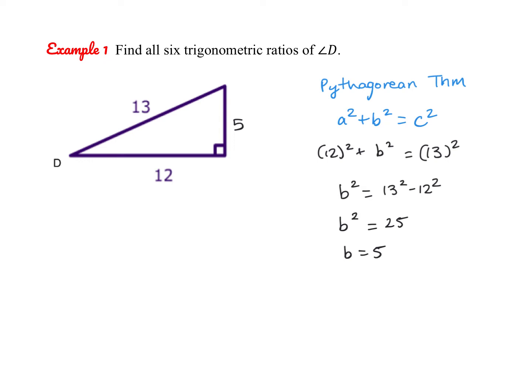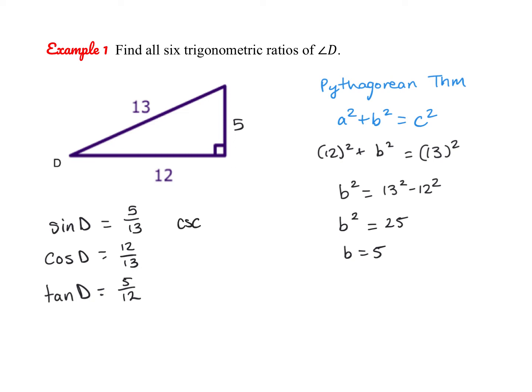All right, so now that we know all of the side lengths, we can start listing our ratios. So we'll start with the sine of angle D. So it's opposite over hypotenuse, 5 over 13. The cosine of angle D is 12 over 13. The tangent of angle D is 5 over 12, opposite over adjacent.